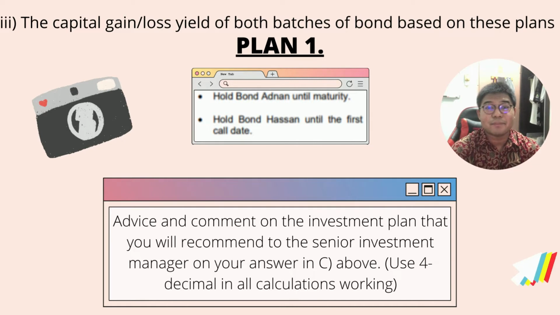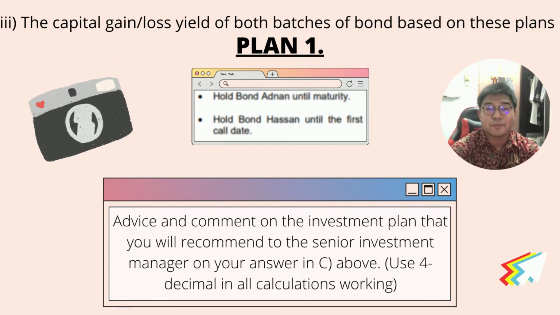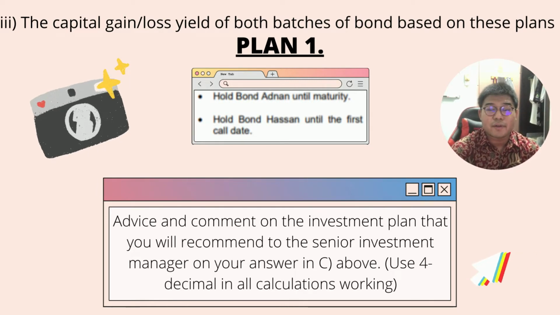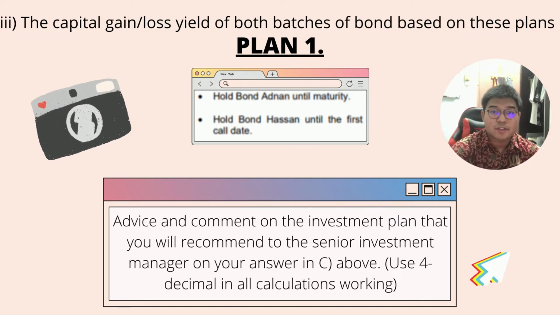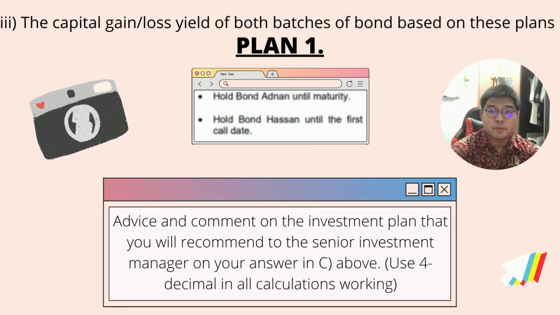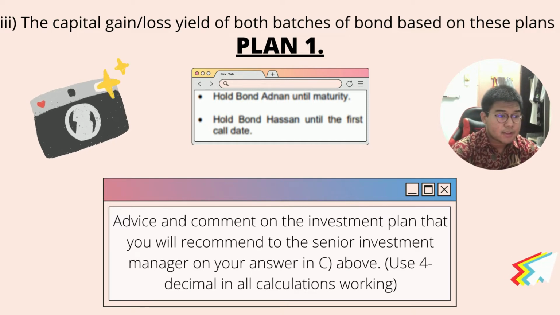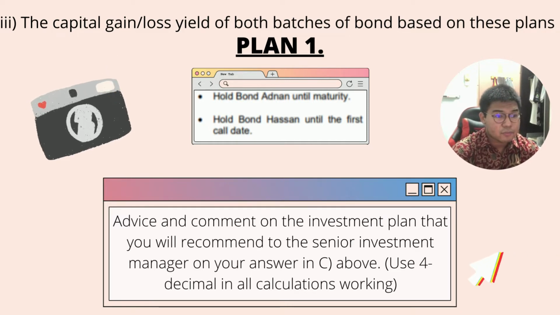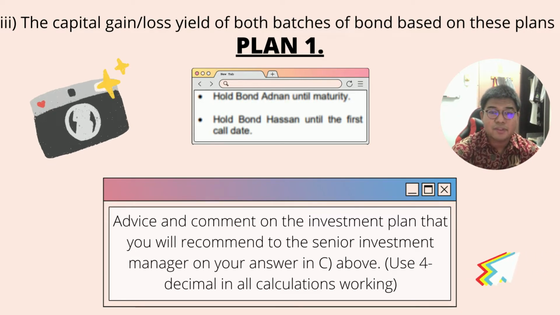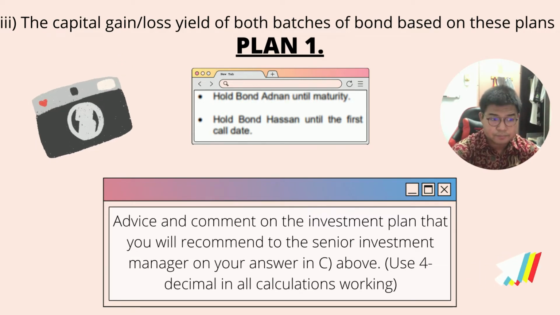Hi, my name is Syed Hakim bin Syed Putra Jamalullah from class BA114 5D, and today I'm going to be explaining question 3, which is plan 1. So let's hop in. The capital gain loss yield of both batches of bond based on these plans. I'm going to be presenting plan 1.